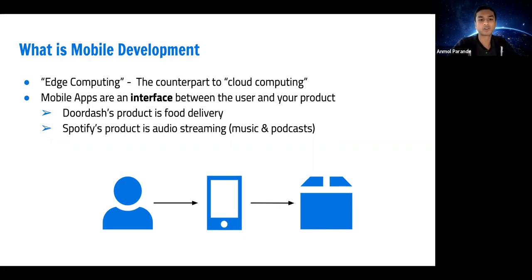To make that more concrete, think of DoorDash. The actual product behind DoorDash is food delivery. It's not the DoorDash application, because food delivery in itself could be done through a website or through other mediums. It could even be done over the phone. But the way that DoorDash chooses for us to interact with their food delivery service is through their mobile application primarily. Similarly, Spotify's product is audio streaming, both music and podcasts. The app itself is one way of interaction. Spotify also has a website. That's another mode of interaction.